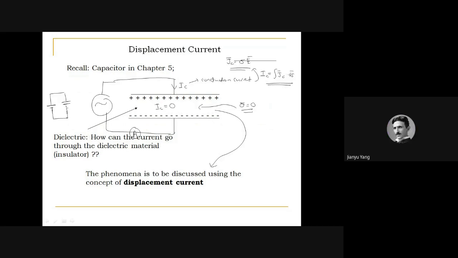Open circuit. Yeah, it will be open circuit. Very good. Thank you very much, Karim, for your answer. Yeah, open circuit. Because why? So that will be explained later when we touch this concept of displacement current. Okay then.